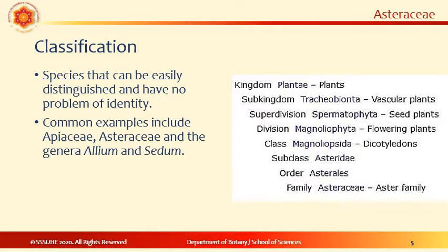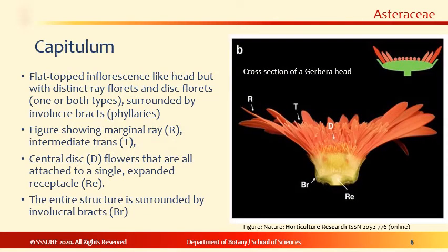This is one of the families that can be easily distinguished, and they belong to the dicot class, Asteridae subclass, Asterales order, family Asteraceae. One of the distinguishing characters of the Asteraceae family is the head, or the capitulum. The flat-topped inflorescence-like head can have two types of corolla, ray florets or disc florets, two types of flowers. And these are surrounded by involucre bracts or phyllaries.